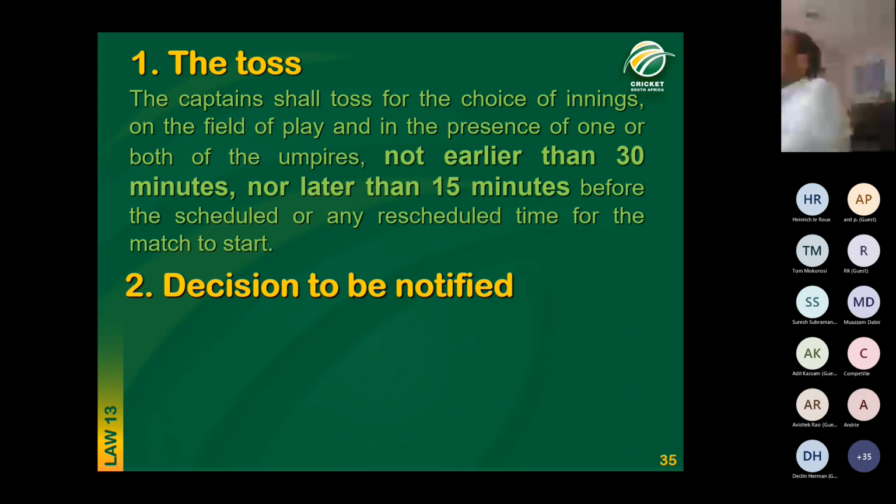The window period for the toss is a 15-minute window period. The law tells us not earlier than 30 minutes, nor later than 15 minutes before the scheduled or rescheduled time. So if your starting time is 10 o'clock, what is the window period for the toss? Anywhere between 9:30 and 9:45 that toss can take place. You're not allowed to toss at 9:27, 9:28, 9:29. You're also not allowed to toss at 9:46, 9:47, 9:48. It needs to happen between 9:30 and 9:45.